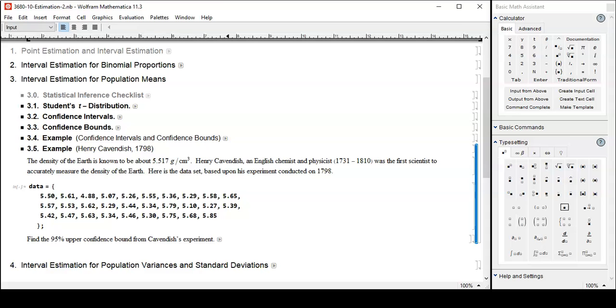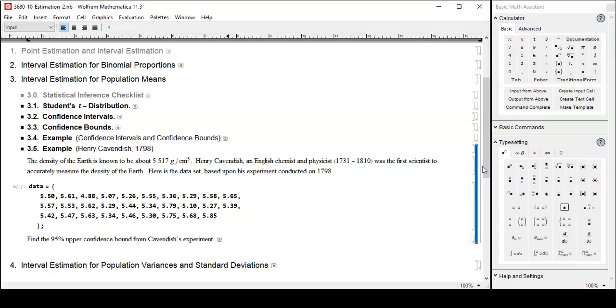The density of the Earth is known to be about 5.517 grams per cubic centimeter nowadays. Henry Cavendish, an English chemist and physicist who lived from 1731 to 1810, was the first scientist to accurately measure the density of the Earth. He used the torsion balance experiment, which was originally designed to measure the strength of gravity, as a matter of fact. Here is a data set based upon his experiment conducted in 1798.